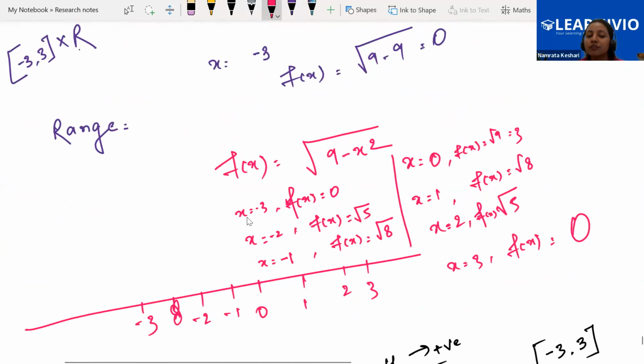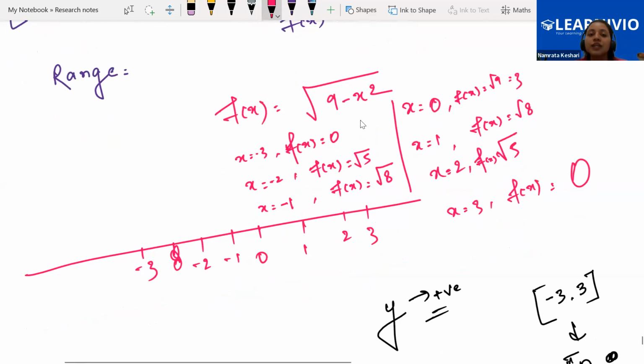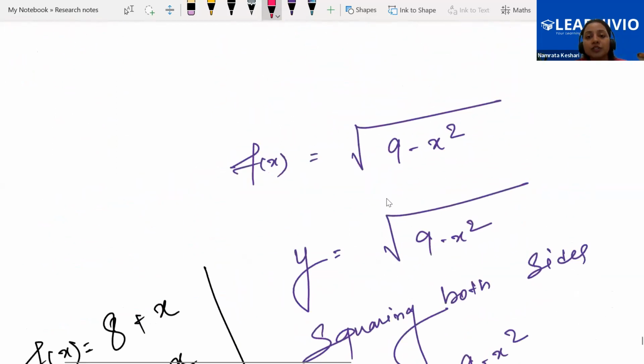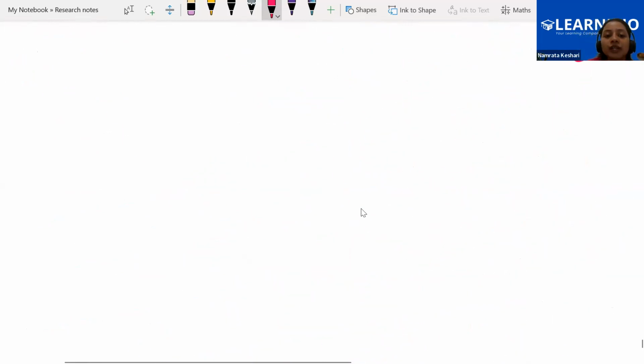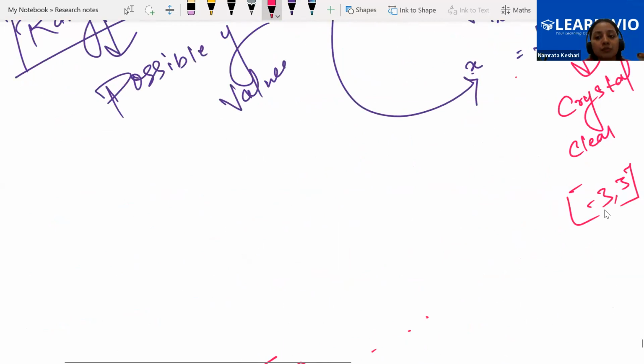See, when we have taken x as -3, output came out 0. X as -2, output came out root 5. That is positive only. When we have taken x as -1, output came out √8. So just by the observation, we understand that whatever x we are going to take in between -3 to 3, y was coming out as a positive. So we have already figured it out. It was 0 to any number, but what number we were not able to understand. But from here it is clear that -3 to 3.